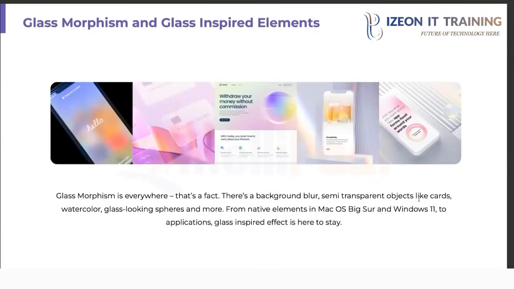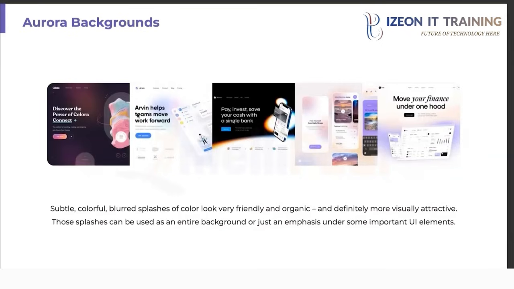There's a background blur, semi-transparent objects like cards, watercolor, glass-looking spheres, and more from native elements in macOS Big Sur and Windows 11. Yeah, Windows also got back their glass element into their system, which was earlier there in Windows. I think Windows 7 had it, whenever you used to click on the start icon, it used to come in glass. I think Windows Vista, yes, had glassmorphism for you.